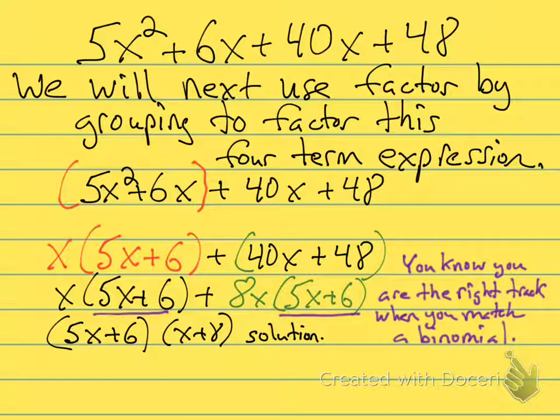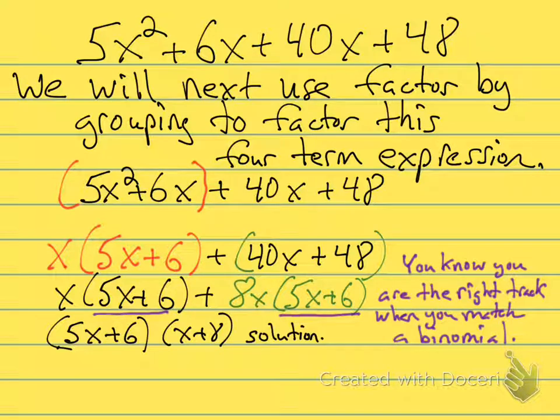So in this case, in red, I grouped the 5x squared plus the 6x. The greatest common factor would be the x, so I factor that out, and that's how I get my expression in red. Then I look at the two terms that I grouped with the green parentheses. Their GCF is 8x. When I factor that 8x out, notice, which I have underlined in purple, that I have two factors in that expression that is written as 5x plus 6. That would be the common factor to the two terms.